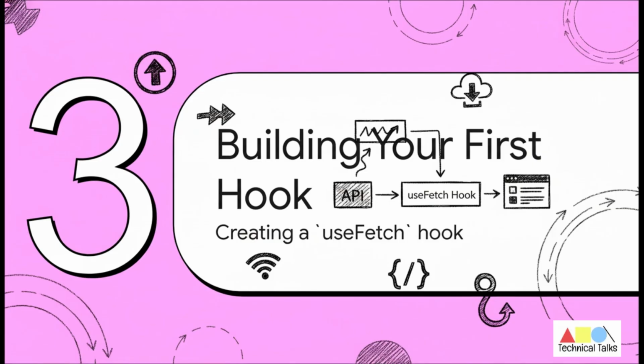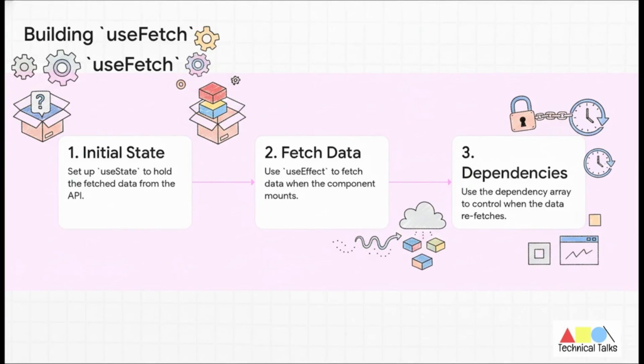All right, enough theory. The best way to really get this is to get our hands dirty. So let's build one of the most useful custom hooks you'll ever write, a useFetch hook to handle API calls. We're going to build this piece by piece. First up, we obviously need a place to put the data we get back. So we'll start with a useState call.